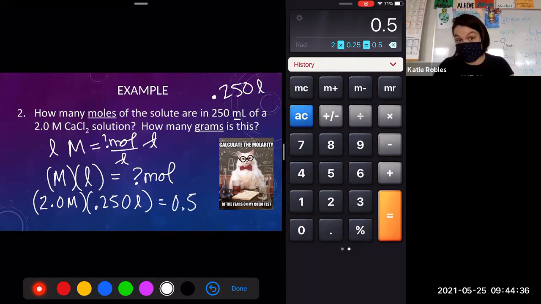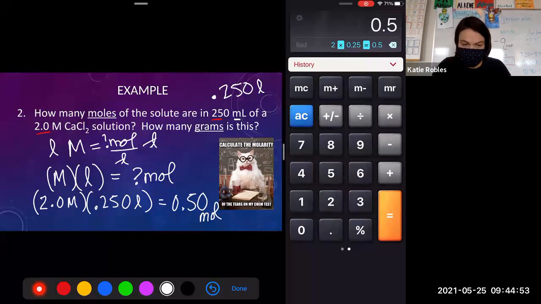Now, I did screw this up last time and I don't want to mess it up again. You should have the right number of sig figs here. So this number has 2 sig figs. This one has 2 sig figs. This number should have 2 sig figs. So this is 0.5 moles of this that are the solute in this solution.